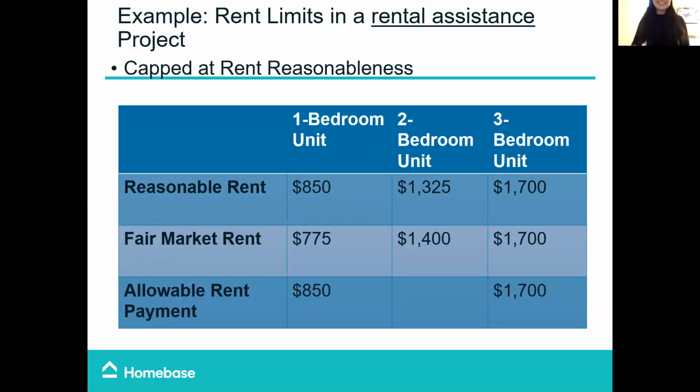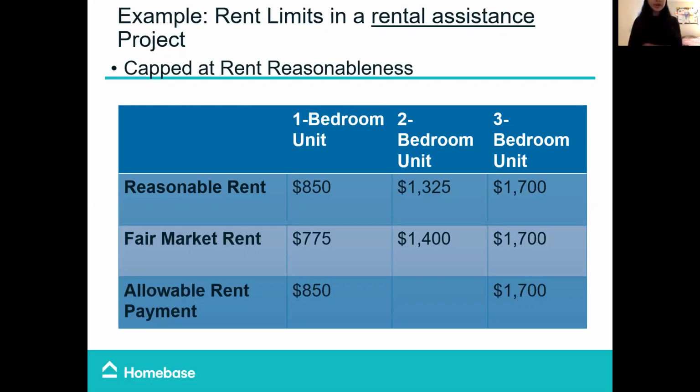Okay, so again, I'm seeing a split between reasonable rent and fair market rent. For rental assistance units, you can exceed fair market rent, but you're always capped at rent reasonableness. And in this example, the reasonable rent was lower than the FMR. So you're capped at $1,325.